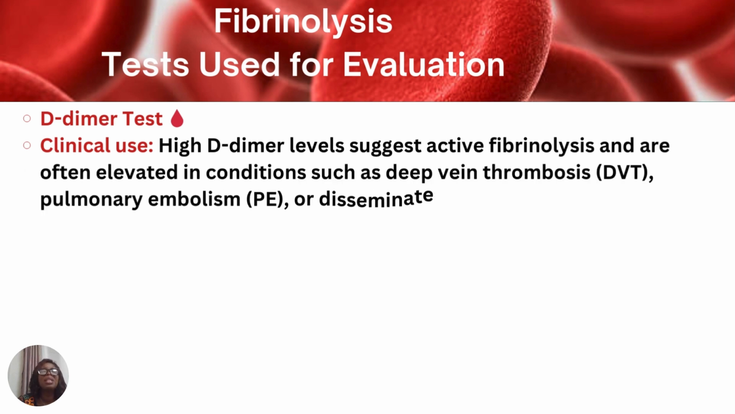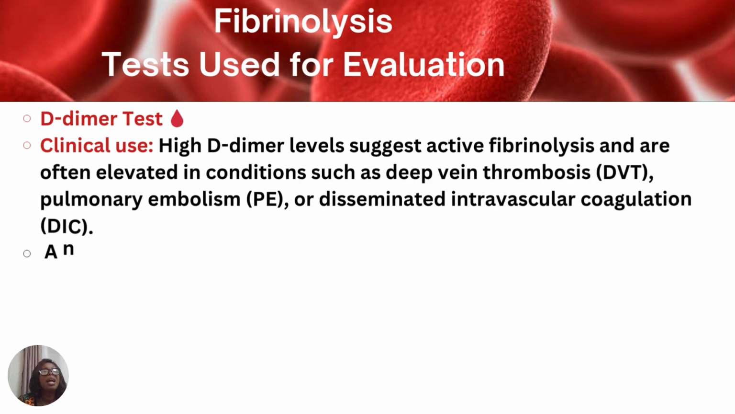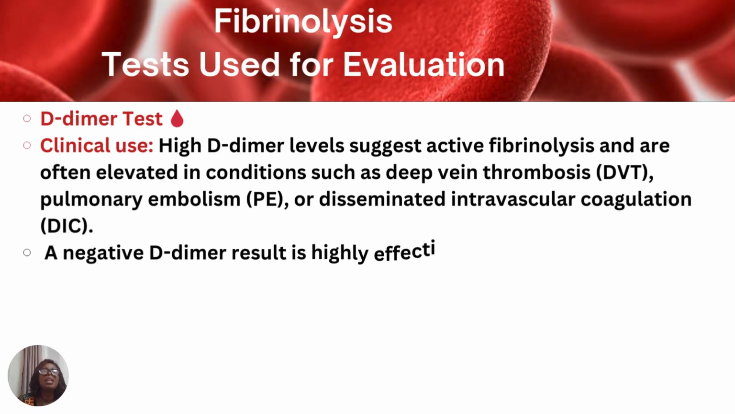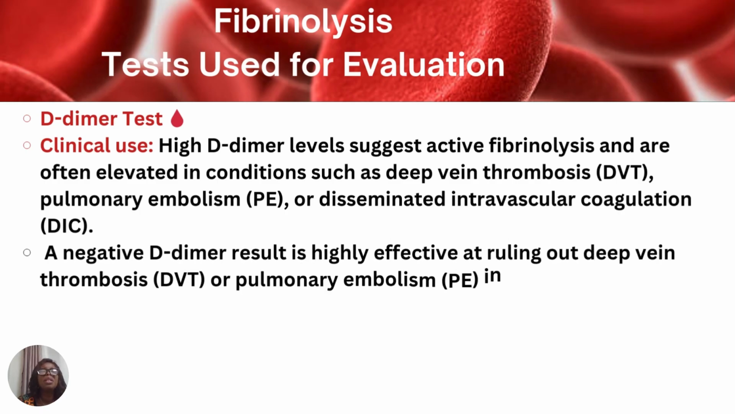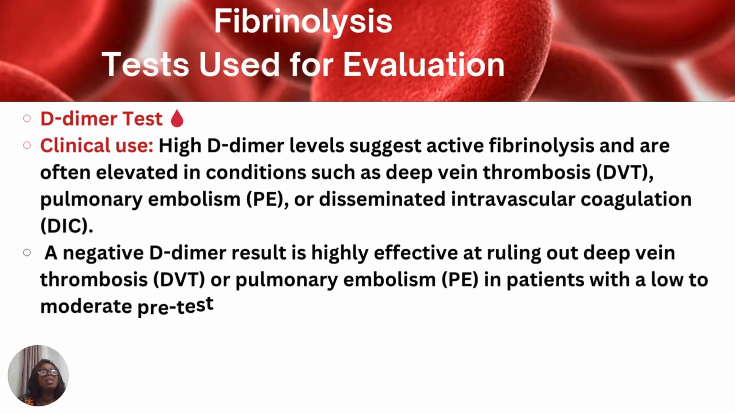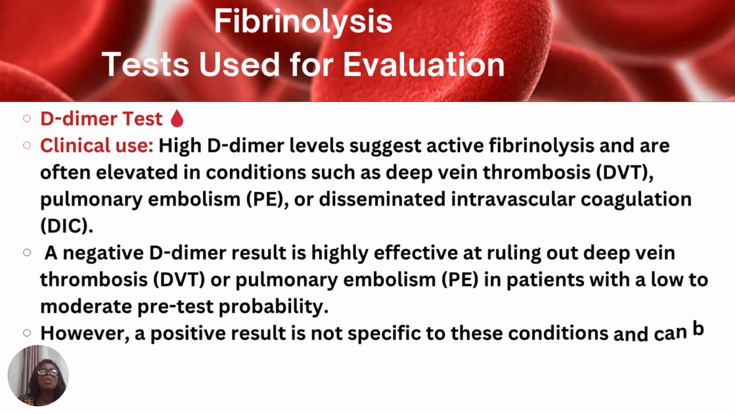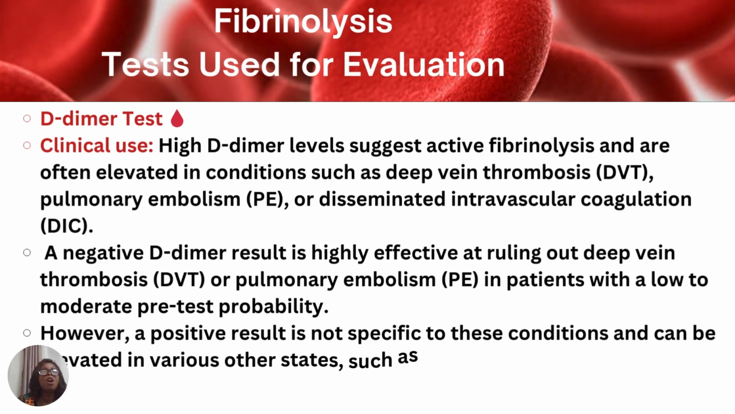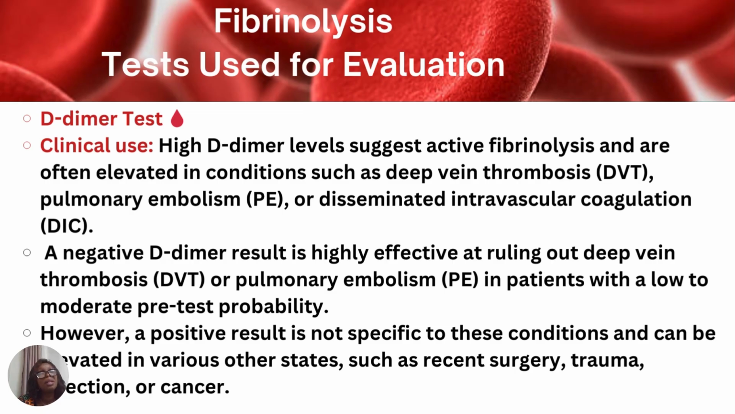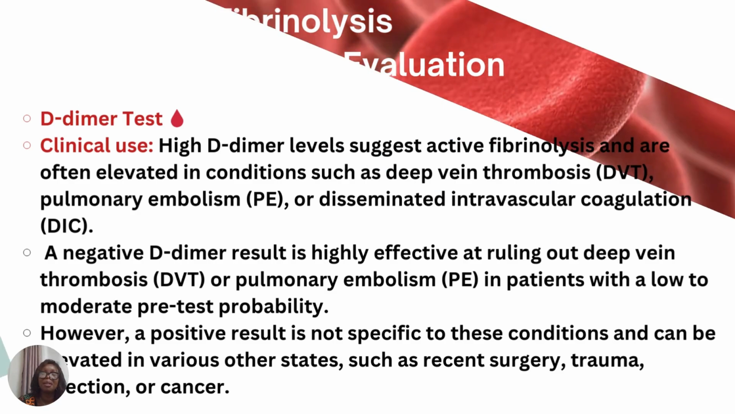High D-dimer levels suggest active fibrinolysis and are often elevated in conditions such as deep vein thrombosis or disseminated intravascular coagulation. But it is worthy to know that a negative D-dimer test is actually highly effective at ruling out deep vein thrombosis or pulmonary embolism in patients with a low to moderate pre-test probability. However, a positive result is not specific to these conditions and can be elevated in various other states such as recent surgery, trauma, infection, or cancer.